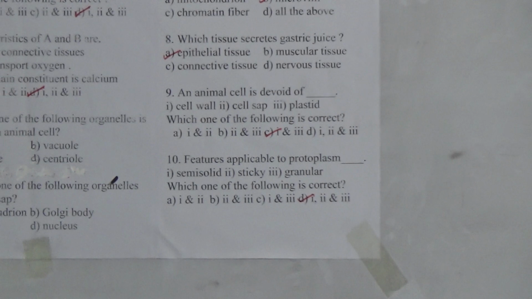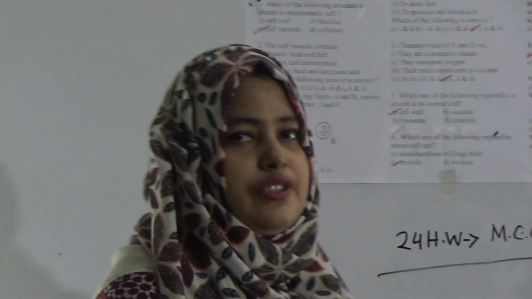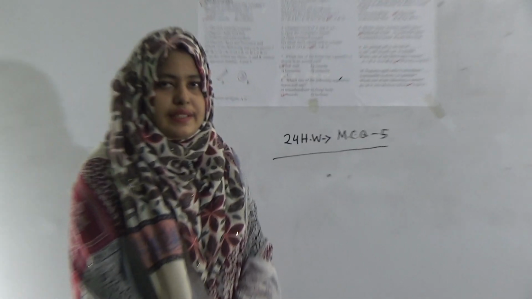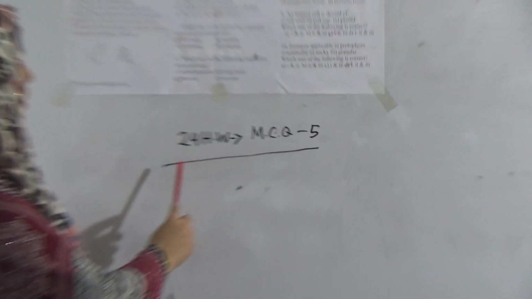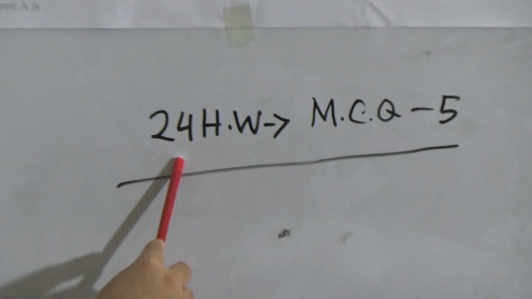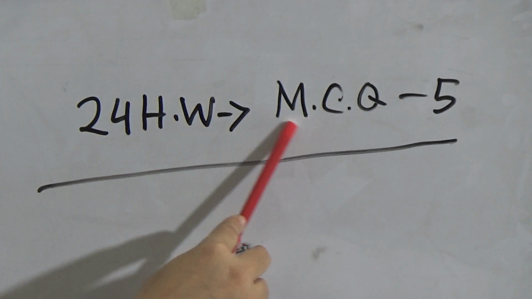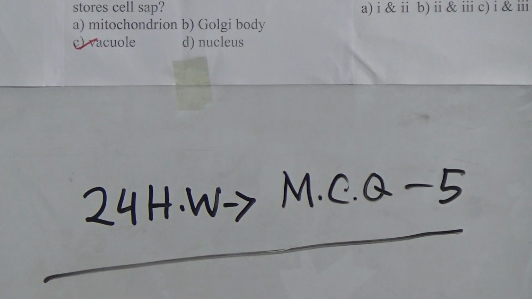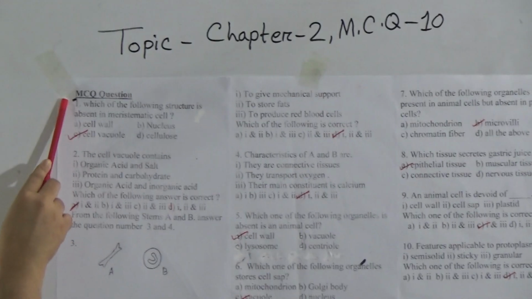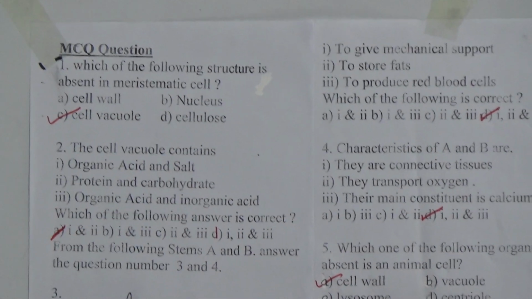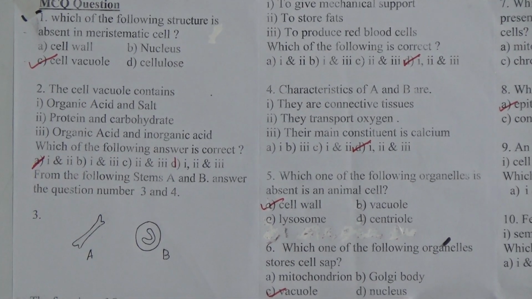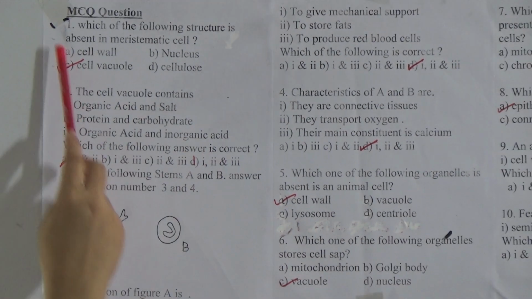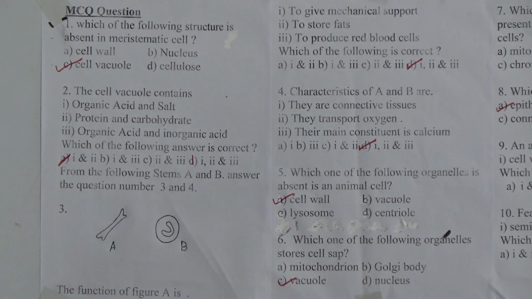So, dear student, I have finished today's topic. Now, I will give you SW. You have to do this SW. Our today's SW is number 24 SW, and your SW will be 5 MCQ questions and answers. That means you can do from 1 number to 5 number. Here are 10 questions and answers, but your SW will be 1 to 5.